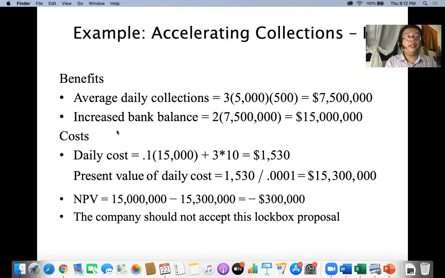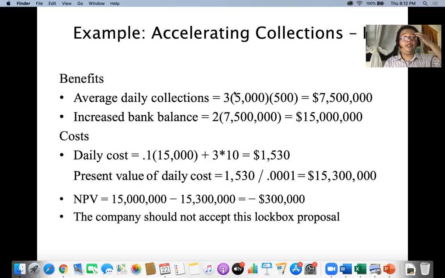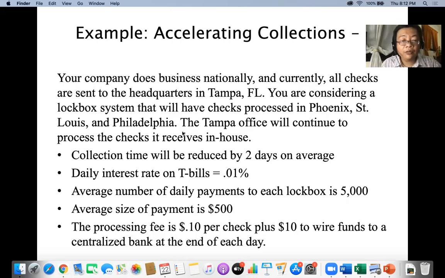Alright, paano yun? So, ang gagawin natin, what would be your benefit? Di ba sabi, you will reduce your cash collection by 2 days. So, meaning dati ay 5 days ka, because you will reduce it by 2 days. Saan pa yung 5 days? Sabi kanina, di ba? Walang sinabi. Let's say you have 3. So, average collection, di ba? Kanina napasa ko yan.